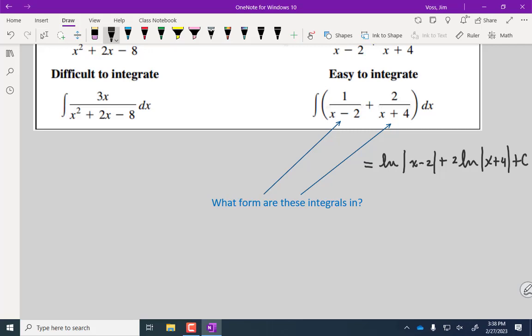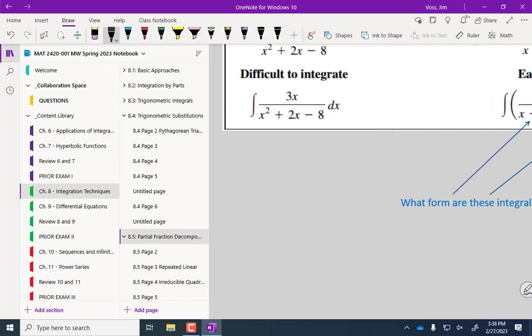So this is going to be why we want to do PFD. If we have a fraction that we can turn into a sum of partial fractions, it'll be a lot easier to integrate. So we're grateful that we have this technique, just in case we come across something that's factorable.